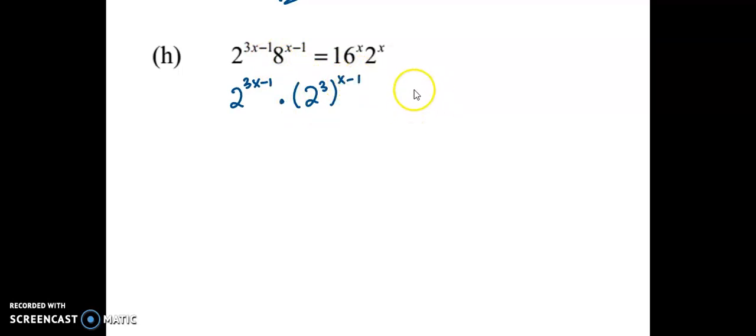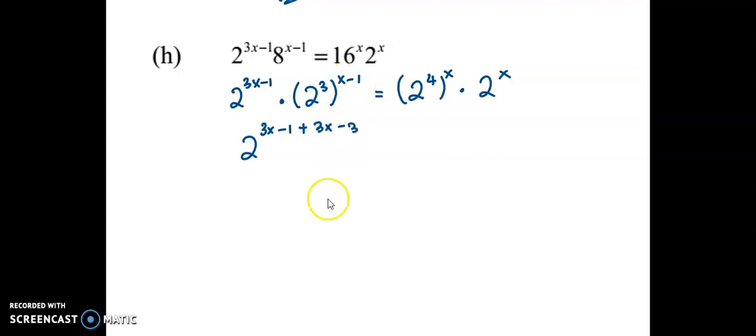And this is raised to the power of x minus 1 according to this question, and equals 16, which can also be converted into 2 to the power of 4, so it becomes 2 to the power of 4, to the power of x, and that is multiplied by 2 to the power of x. Now we need to apply the rules of indices. This is a multiply operation, and both index numbers have the same base, which means the powers can be added up. So I have my 3x minus 1 plus this power, which is 3x minus 3. Don't forget 3 multiplied by x minus 1 is 3x minus 3.